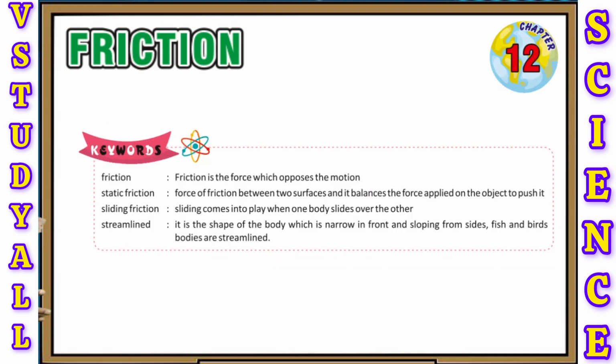So now let's see some keywords. The first keyword is friction. Friction is the force which opposes the motion. Static friction: force of friction between two surfaces that balances the force applied on the object to push it. Next, sliding friction. Sliding friction comes into play when one body slides over the other. Next, streamlined. It is the shape of the body which is narrow in front and sloping from sides. Fish and birds' bodies are streamlined.